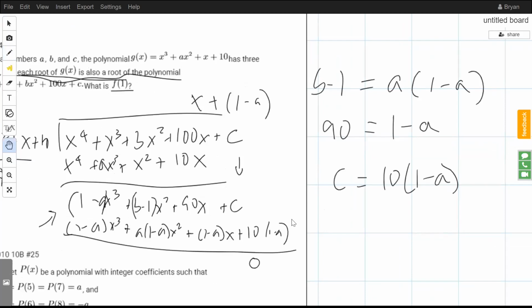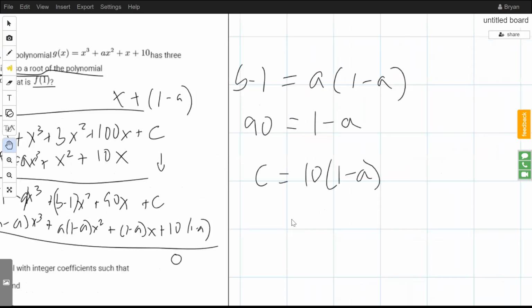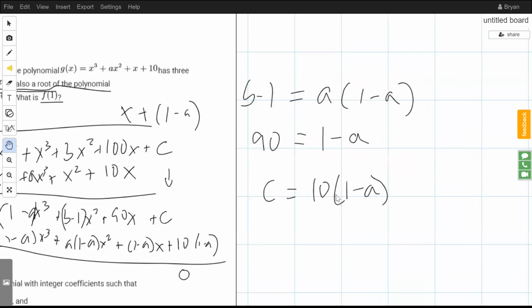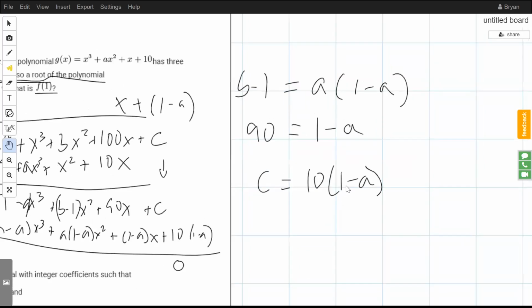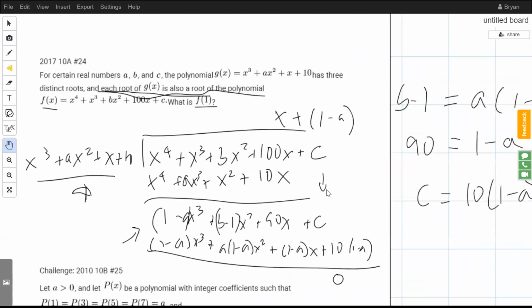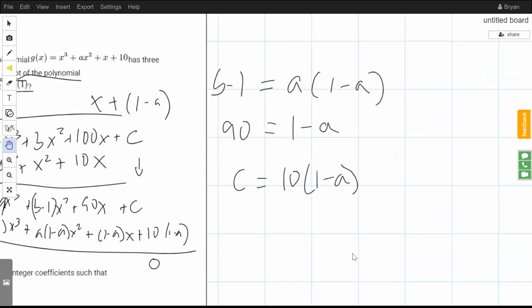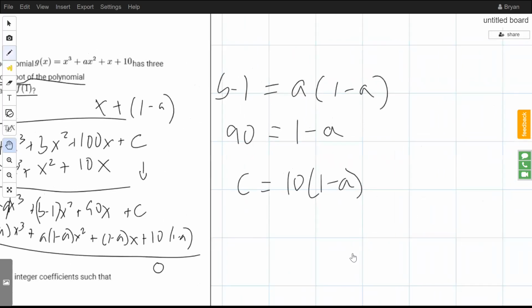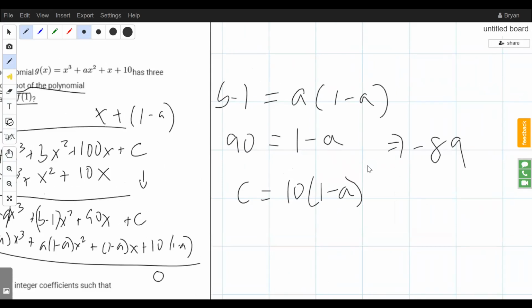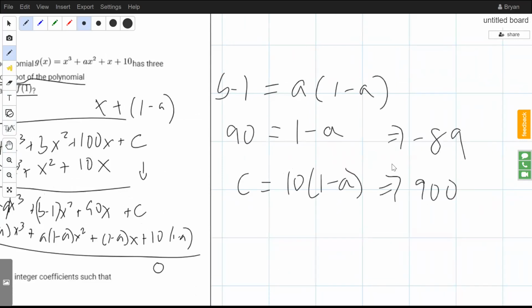So it's actually quite intriguing. So c is just going to be equal to, actually wait, I missed something. Huh, wait, no, I didn't. Okay, I did not miss anything. So we know that a is negative 89 from here. A is equal to negative 89, right? Yes, c is just going to be equal to 900 because 1 minus negative 89 is 90, 10 times 90 is 900.